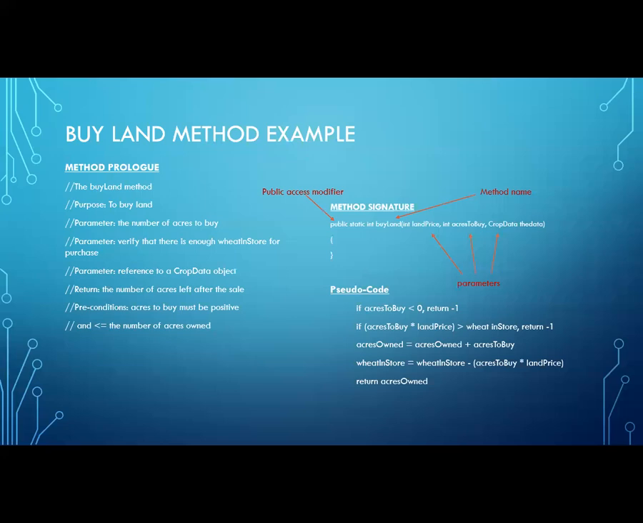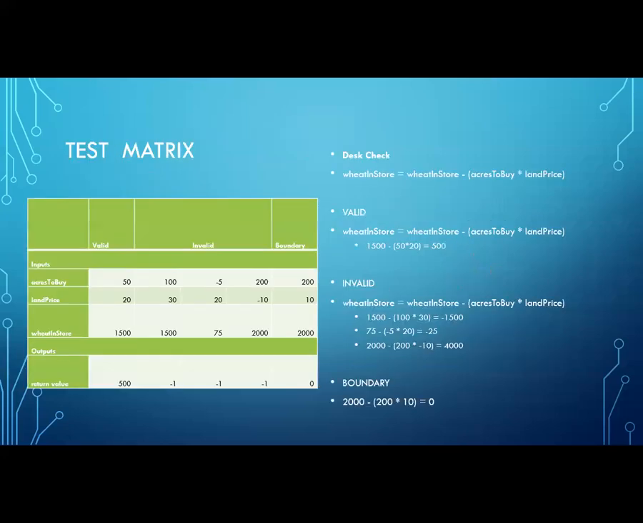The second step in the development process above is to create the test matrix. This test matrix dictates what the method should do. It is used to test your algorithm and your code. All right, so here we have the test matrix we created for the buy land method. So first thing we need to do is create a formula.